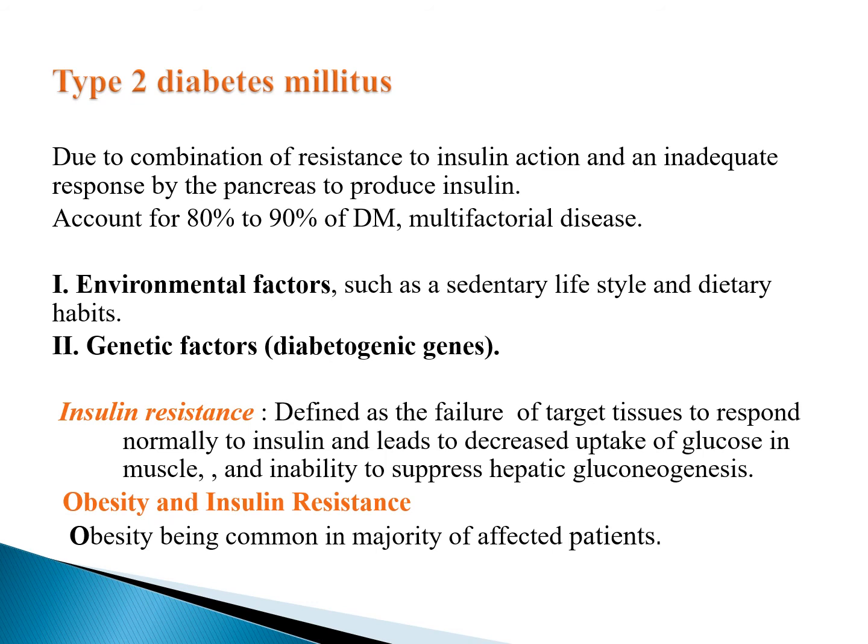It is a combination of multiple factors that could be environmental factors like the sedentary lifestyle and the dietary habits with obesity, in addition to genetic factors involving the inheritance of diabetogenic genes. These diabetogenic genes are so many genes, more than a dozen genes, different loci on the genome and the DNA, they are associated with an increased risk for diabetes type 2.